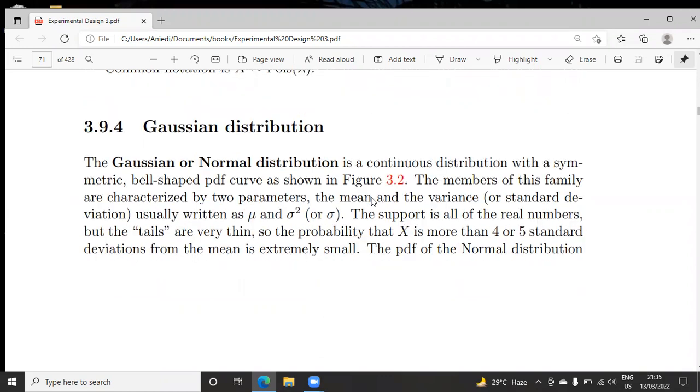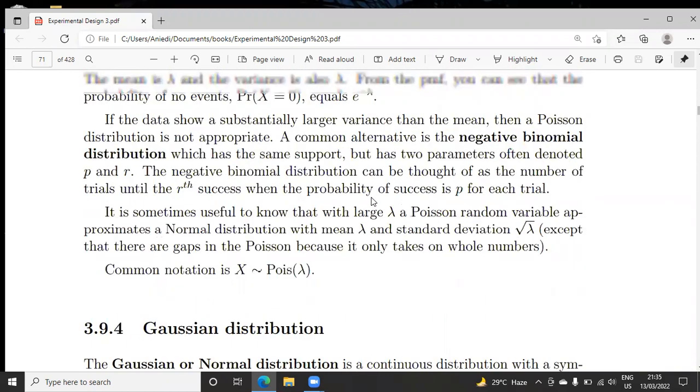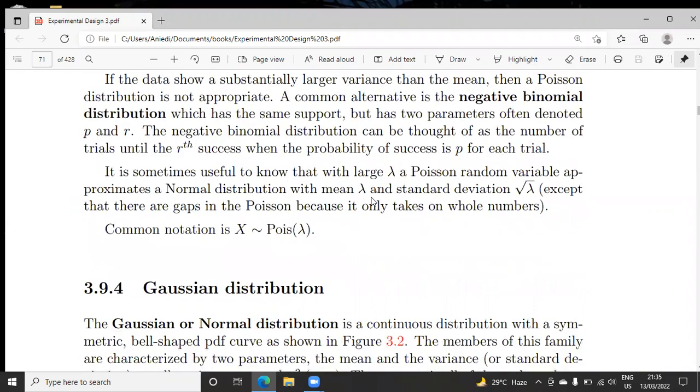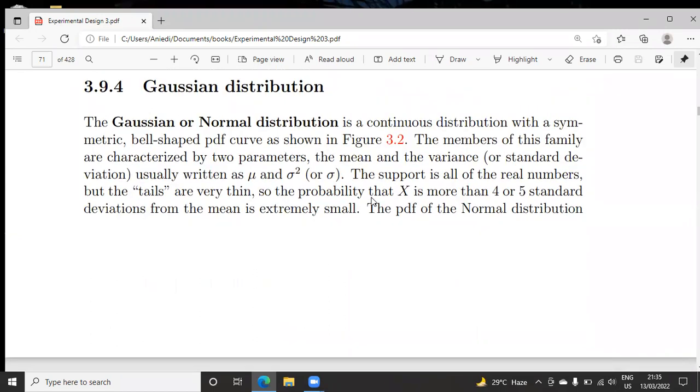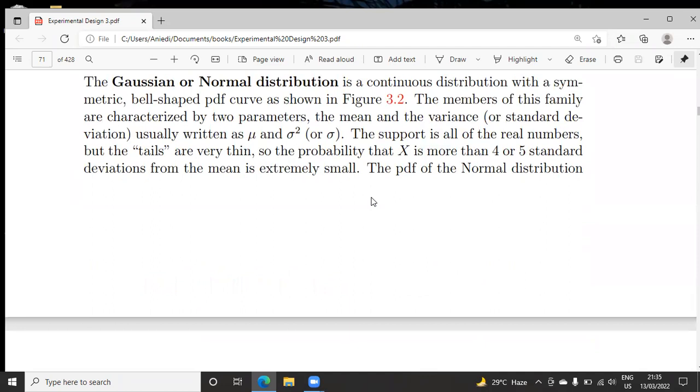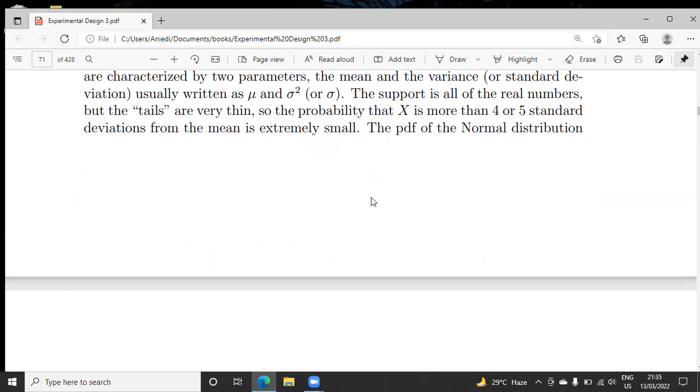Then we now have the Gaussian normal distribution. The other three we mentioned, the binomial, multinomial, and Poisson, are all probability mass functions. Then the Gaussian distribution is a probability density function, where several events, given that they are continuous events, follow a normal distribution, and then they have a bell shape.